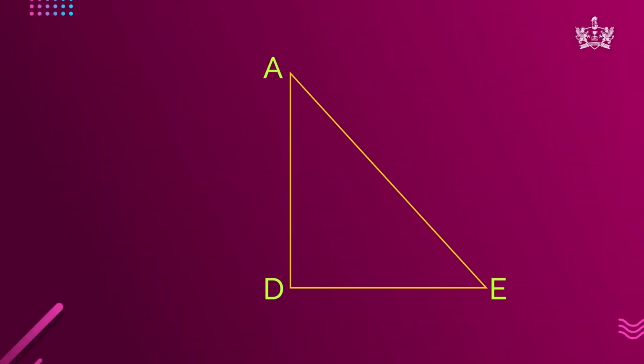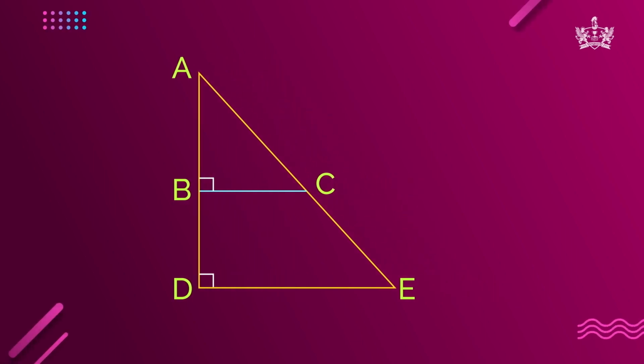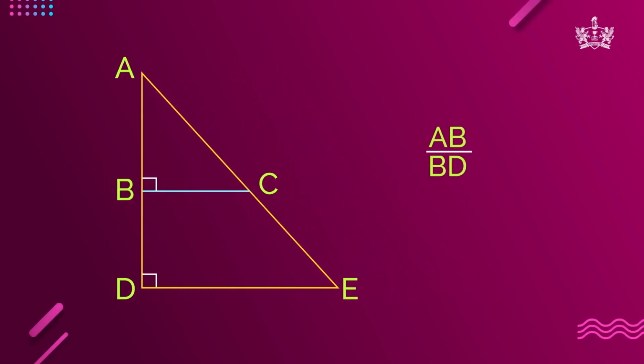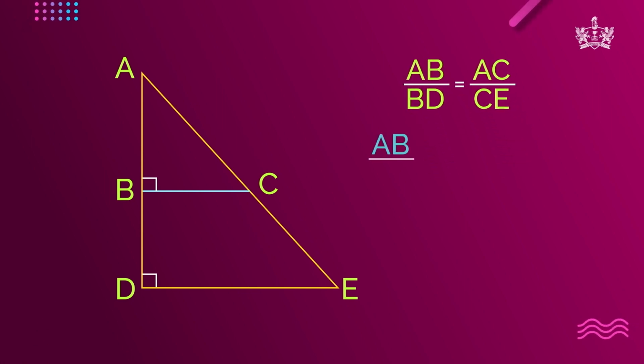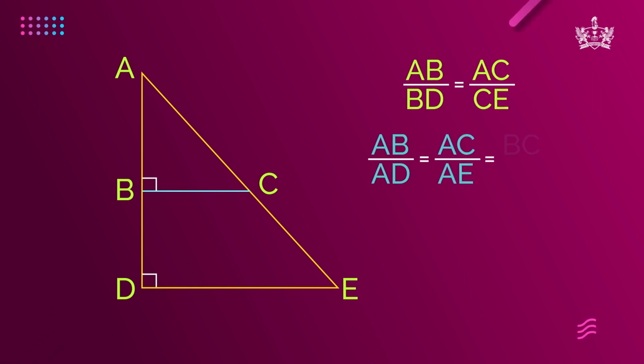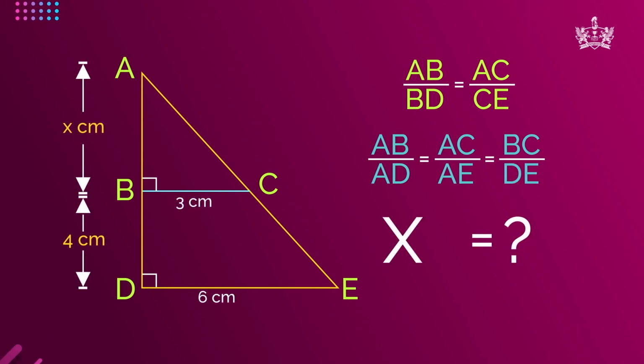Let's try this problem together. If ADE is any triangle and BC is drawn parallel to DE, then the ratio AB over BD is equal to AC over CE, and AB over AD is equal to AC over AE is equal to BC over DE. What is X?